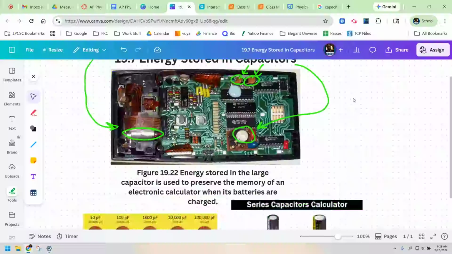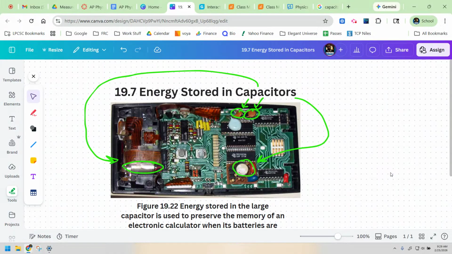All right, so today we're going to talk about energy stored in capacitors. And so this is an image of a calculator. The calculators are battery operated, but you have to store certain things in memory, and they can use capacitors to do that. Capacitors can actually store a charge.